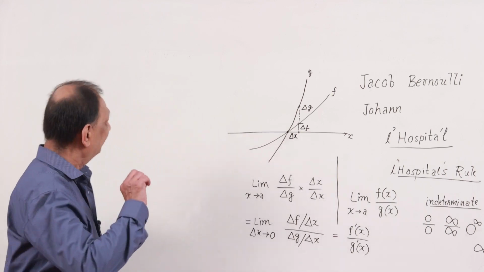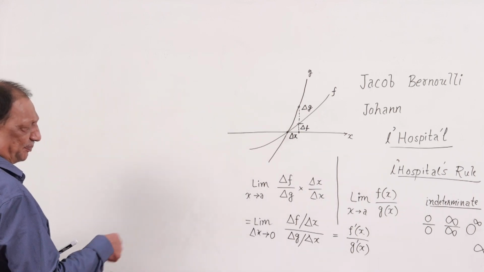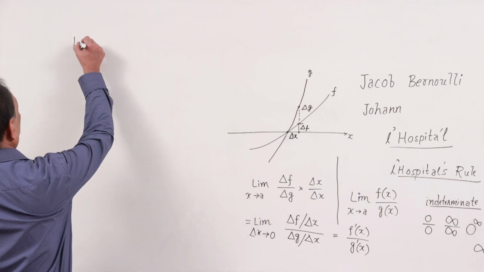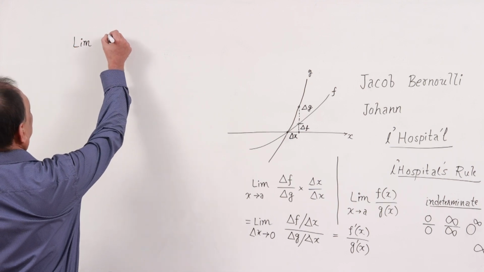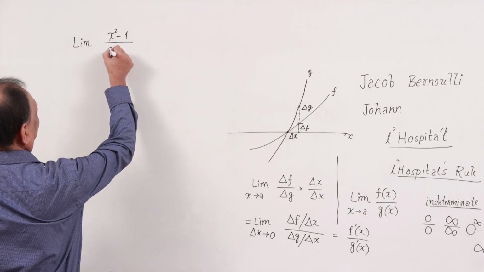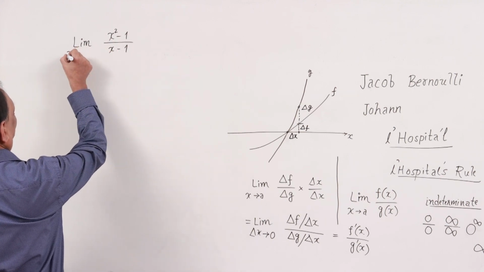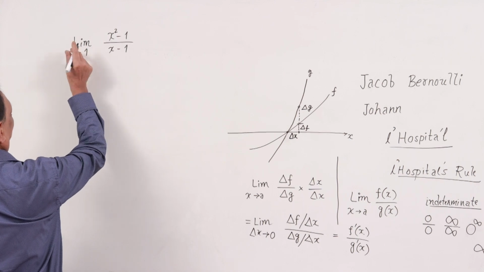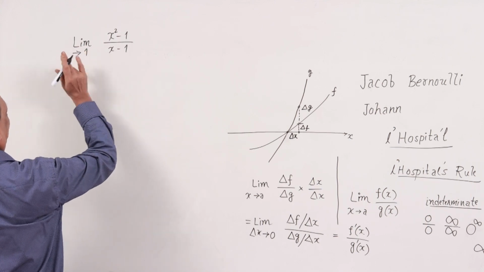We'll take one very simple algebraic example, then you will see. Supposing I want to look at the limit of x squared minus 1 divided by x minus 1 as x tends to 1. Very simple algebraic problem.